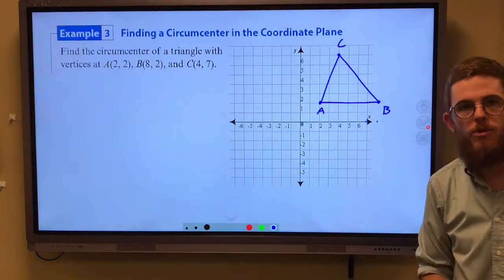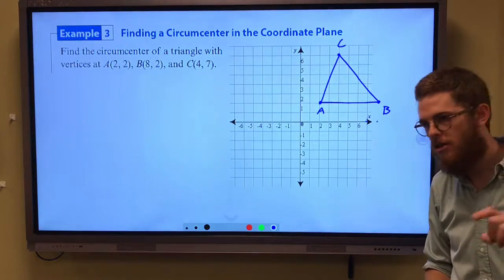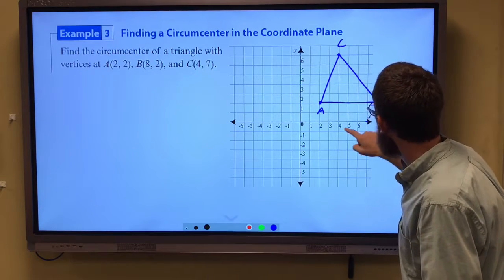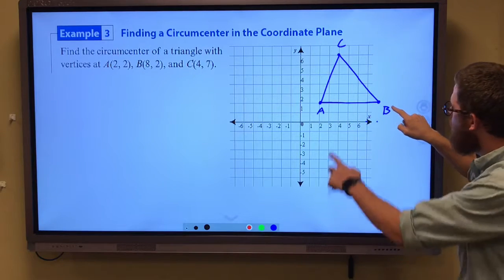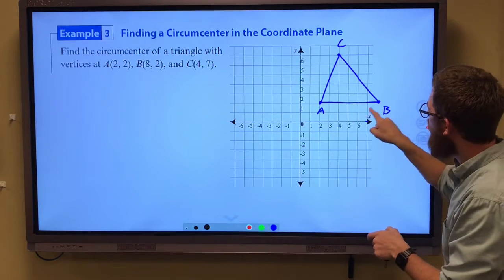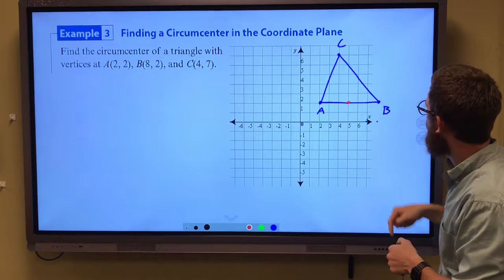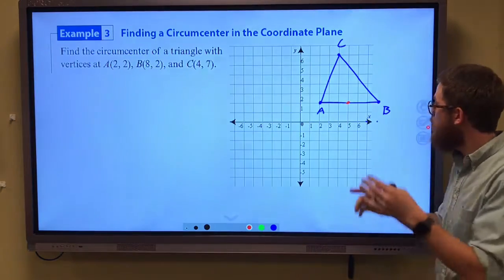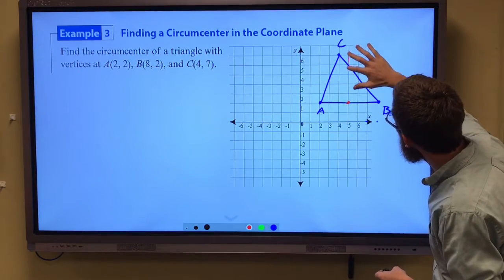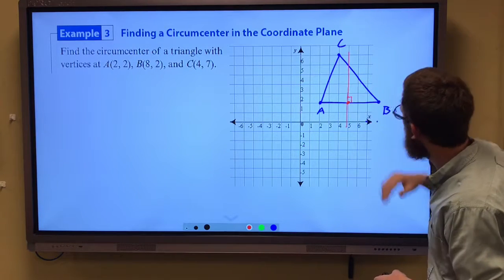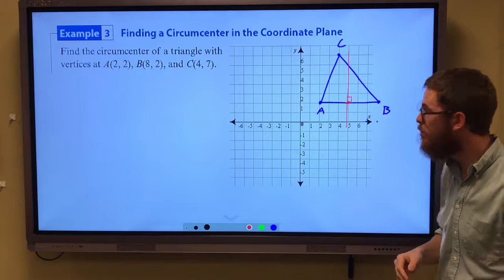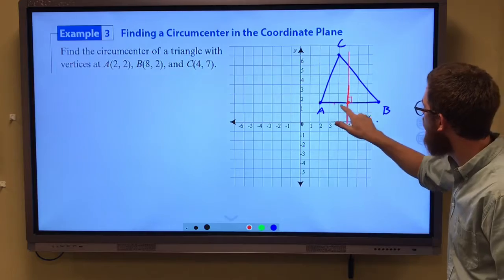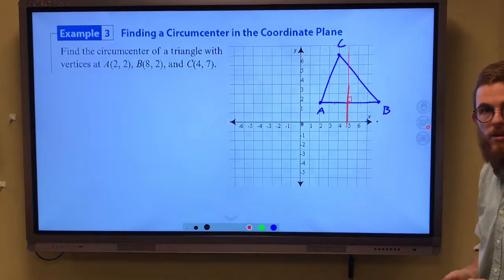Okay, we want to find the circumcenter. Remember what the circumcenter is? It is the intersection of the perpendicular bisectors. Well, I can clearly see that the center of this right here, from 2 to 8, is going to be right there. 1, 2, 3 units, 1, 2, 3 units. So if I'm going to bisect it with a perpendicular bisector, it would have to be at a right angle going through the midpoint. And so there is my perpendicular bisector to this side, splitting it into 2 congruent pieces.